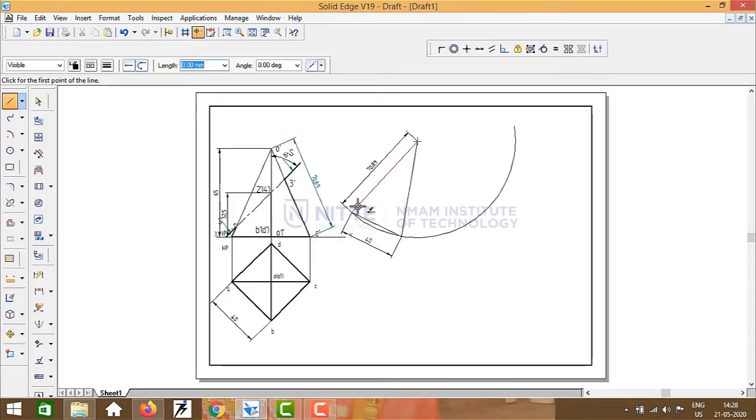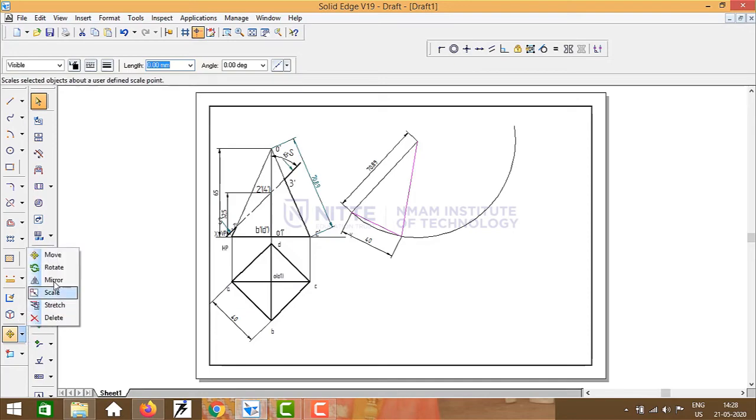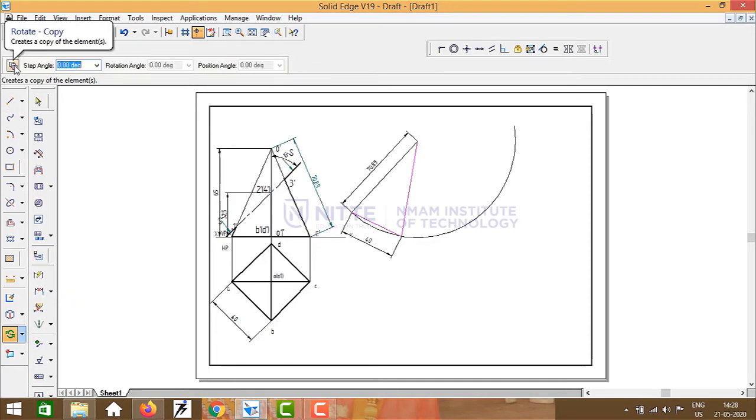Okay, so how to use the rotate option? Select this edge. Okay, and select this both edges together. Okay, and then go to rotate option in the move. Second option is the rotate. Activate copy. Don't give the step angle here. If you are measured, you can give it. Okay, otherwise what you do, select the center of rotation.